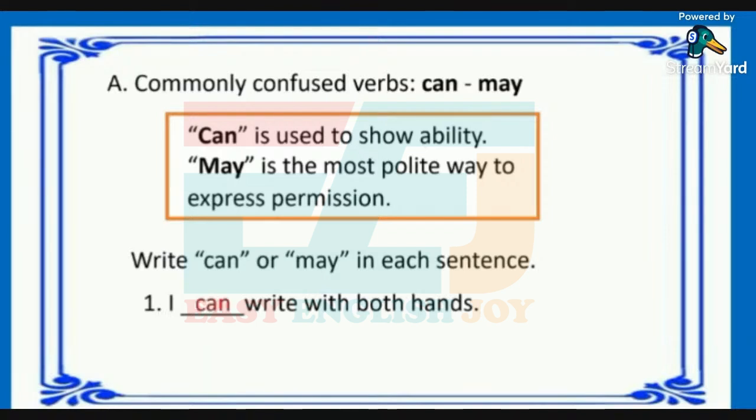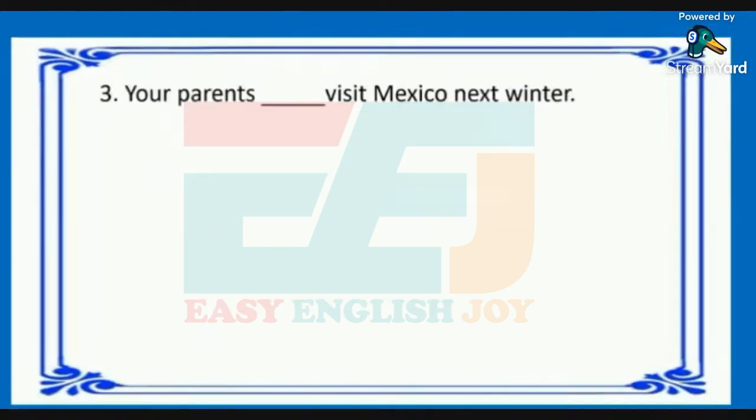Answer? I can write with both hands. Number 2. Answer? You may go to the bathroom. Next slide. Number 3. Answer? Your parents may visit Mexico next winter.